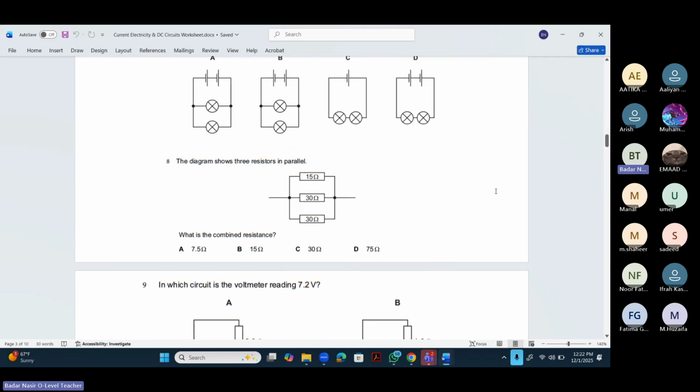The diagram shows 3 resistors in parallel. What is their combined resistance? So 1 over RT equals 1 over 15 plus 1 over 30 plus 1 over 30. So that will give us 4 over 30, and 4 over 30 is 2 over 15, or 15 over 2, that is 7.5 ohms. Okay, so we have to use the formula.